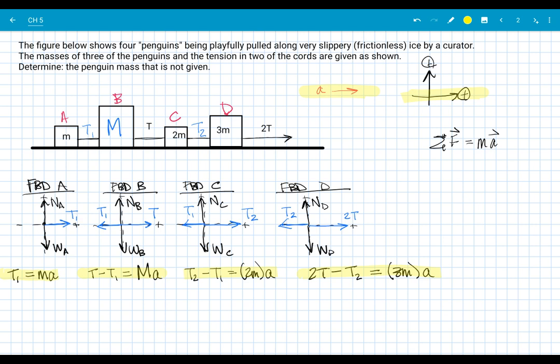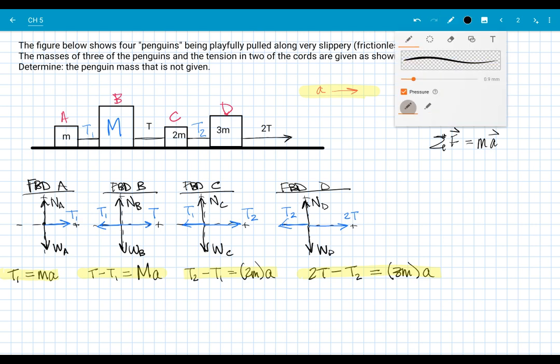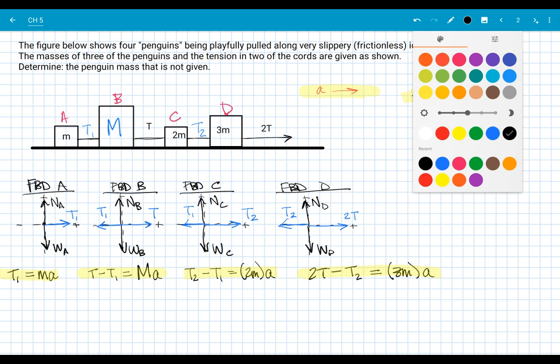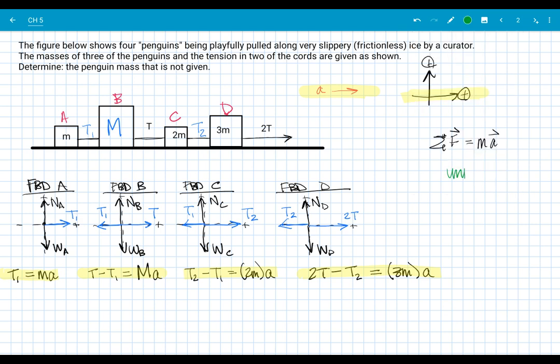So now I can start doing some algebra. Notice that I have four equations, and let's consider our unknowns here for a moment. What are our unknowns? So what don't we know? We don't know the mass of the penguin that's being asked for. We don't know this T1, the tension that is not given. T2, there's another tension not given, and we don't know the acceleration. So we have four unknowns, and then conveniently we have four equations. So that makes us happy.